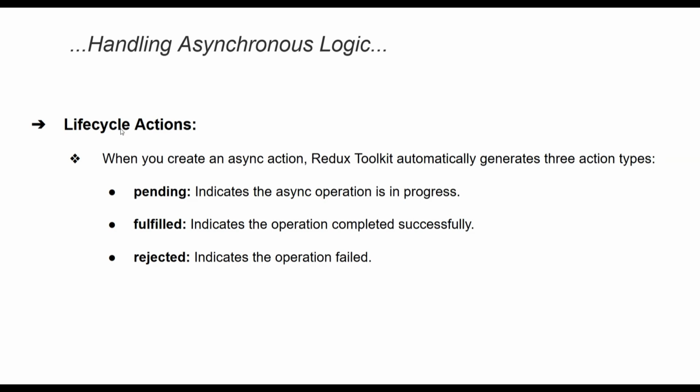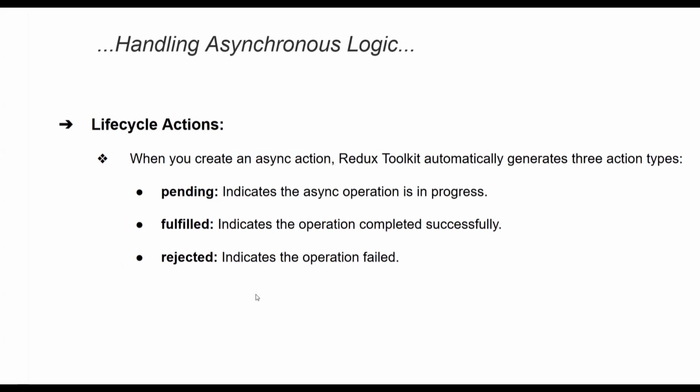Here, the asynchronous call actually has a life cycle, right? Below are the life cycle actions when we make an asynchronous call to our backend. Here we have pending, fulfilled, and rejected. Pending indicates that the operation is in progress. Fulfilled means the operation is completed successfully. Rejected indicates that the operation failed, meaning there's an error from the backend. These are the three states we have when making an asynchronous call with Redux Toolkit, which we are going to see later.